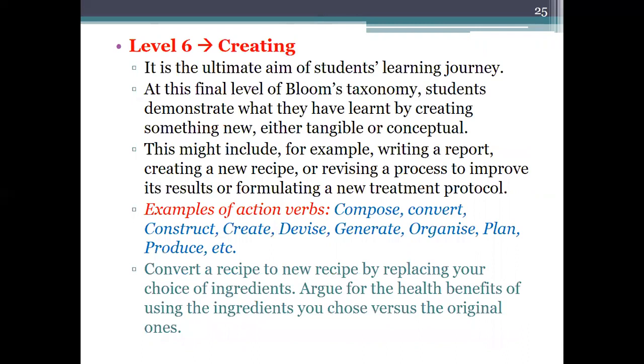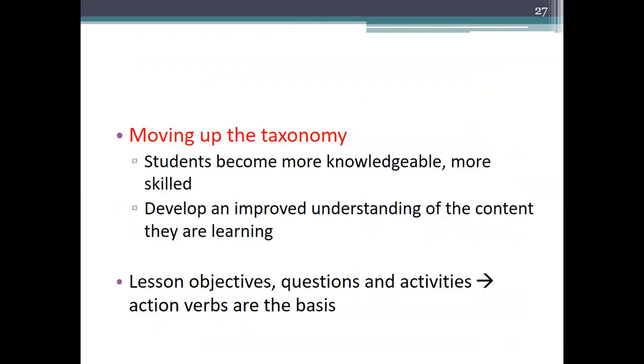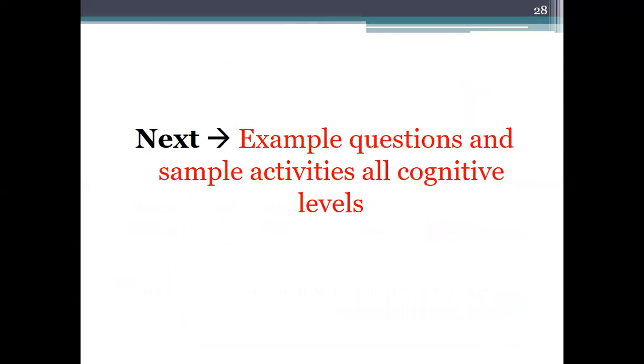We discussed the revised version of the Bloom taxonomy because nowadays this one is used. Creating is the last one, while it was the second one below evaluating in the old version. So that is our topic for this session.